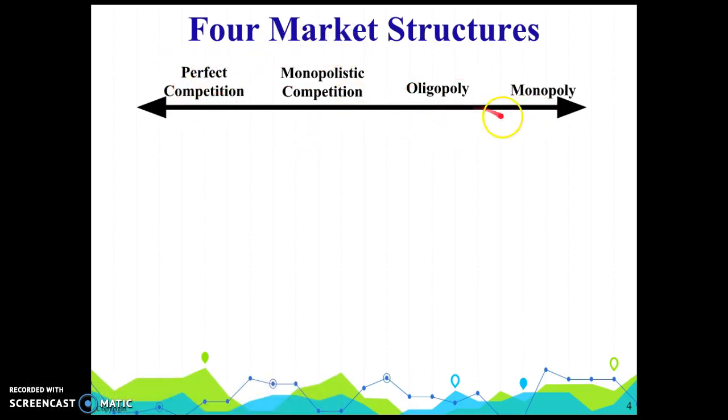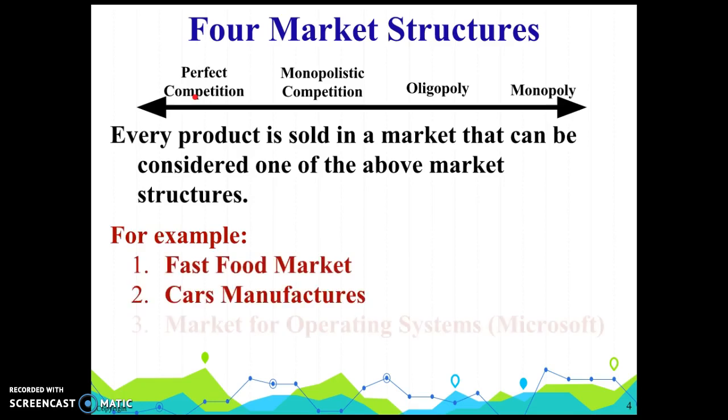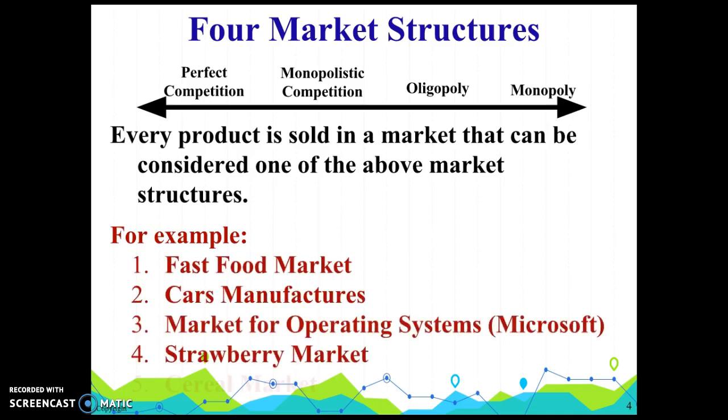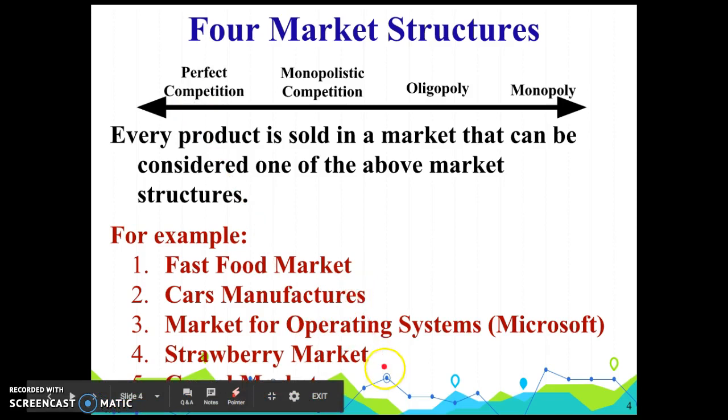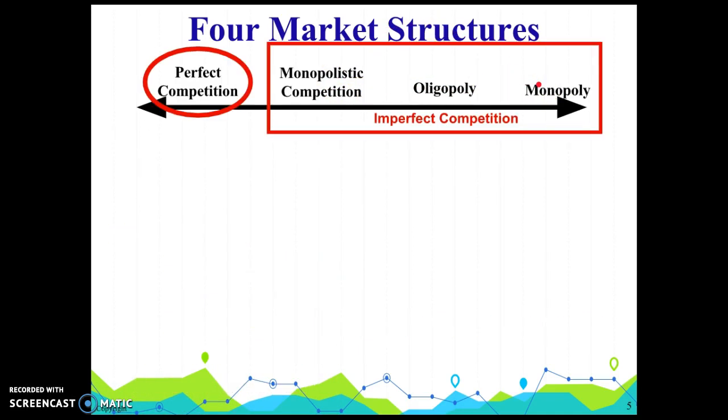types of classification. Some of them you've heard of, some of them you've maybe never heard of. So fast food market, car manufacturers, computer market, etc. All of these markets can be classified into one of these four. So you're going to learn graphs for most of them and the characteristics of each.